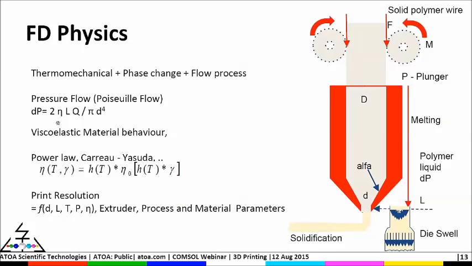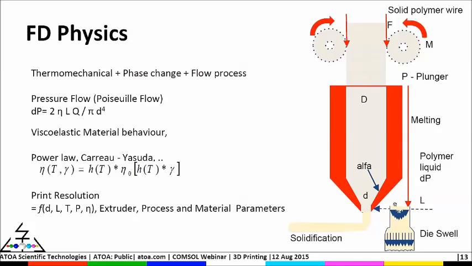In its simplest form, this is a simple pressure flow, Poiseuille flow, where the pressure difference is related to the viscosity eta, the length of the die L, the mass flow rate Q, and the diameter D. So these are the critical parameters in its simplest form.